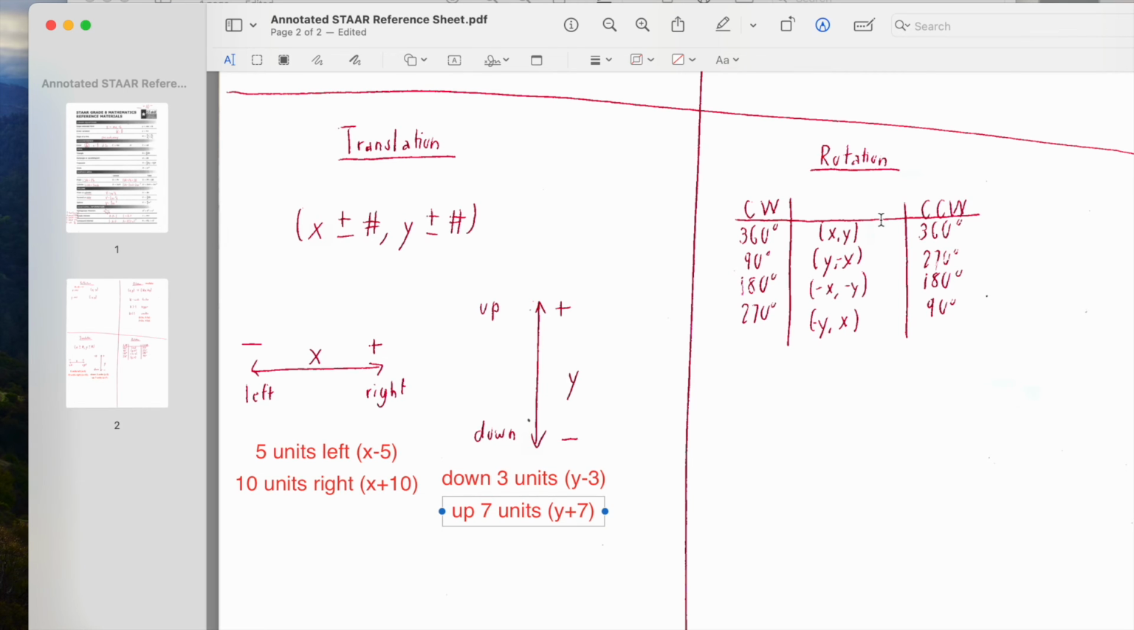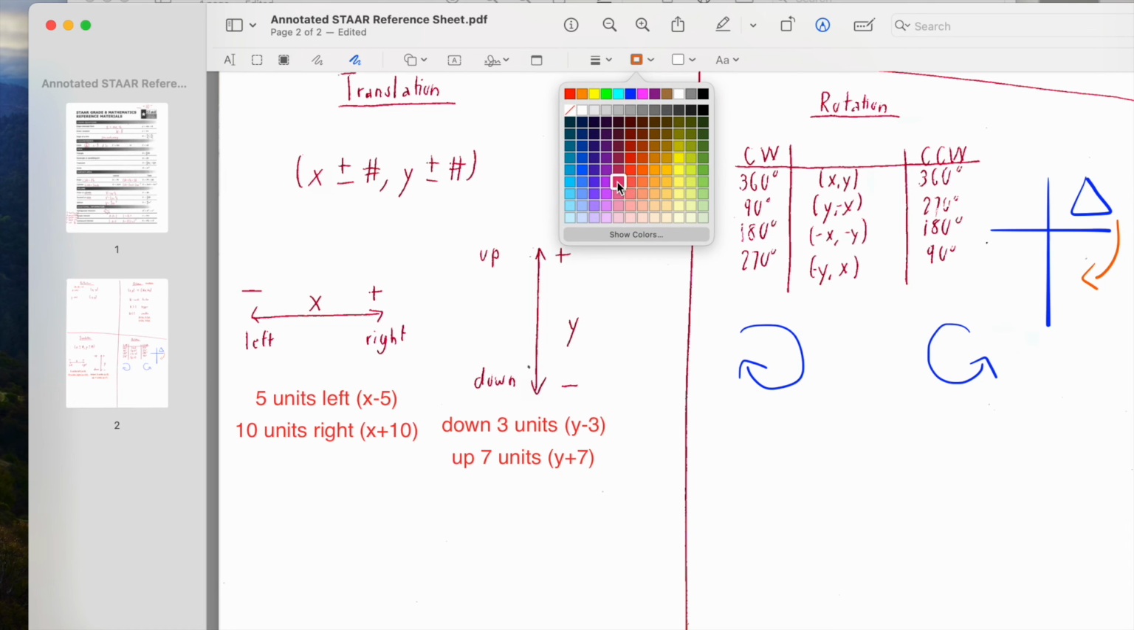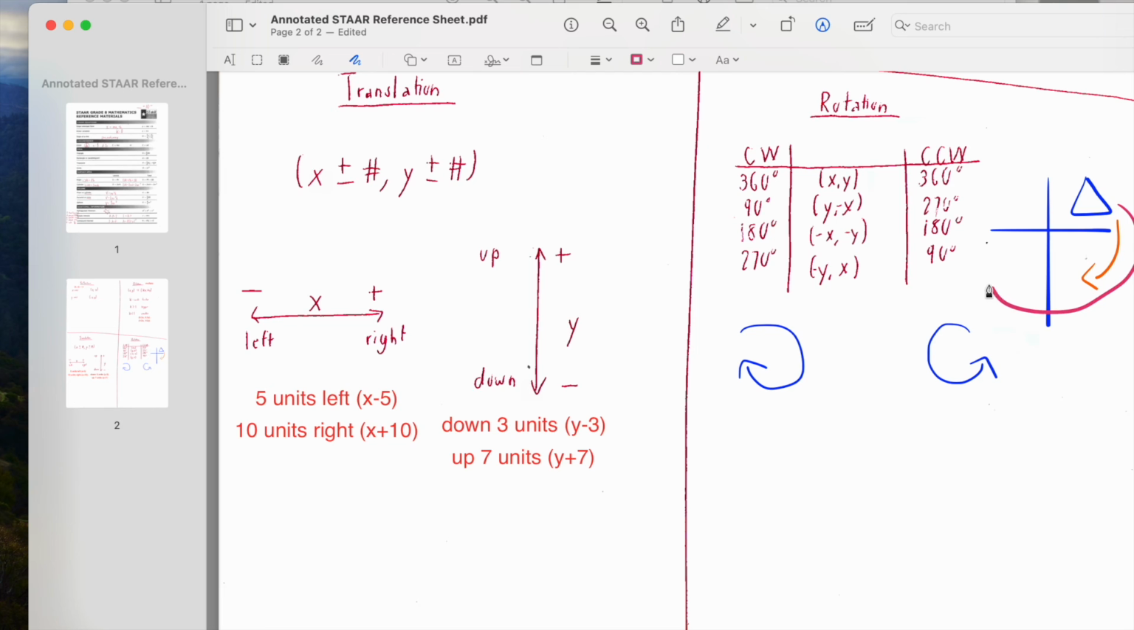Then finally is rotation, where the two directions that we can rotate a shape or a point are clockwise like this or counterclockwise like this. The different degrees a shape can be rotated are 360, 90, 180, and 270. If a shape started in quadrant 1 right here and was rotating clockwise, every quadrant is a 90-degree rotation. If it started here and rotated here, this was the 90-degree clockwise rotation. If it started here and went here, this is the 180-degree clockwise rotation. And finally, if it starts here and goes into this quadrant, it would be a 270-degree rotation.